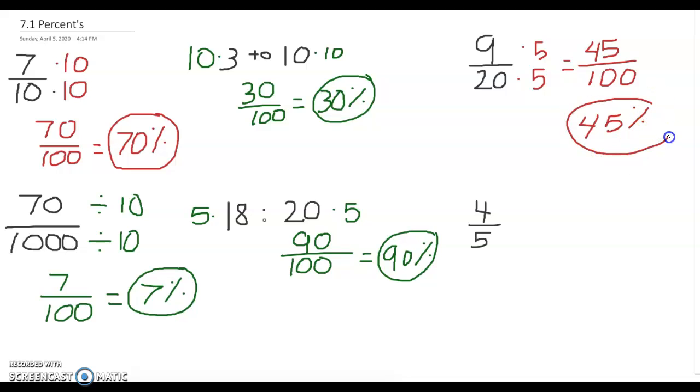Last but not least, we have 4 over 5. Now, this is a small fraction, but by looking at it, we know that it's going to be a big percentage. Now, we're going to get the denominator to 100. How will we go about doing that? We multiply the denominator by 20. What we do on the bottom, we got to do on the top. Multiply it by 20. So our new equation is going to equal 80 over 100. And then our answer is going to be 80%.